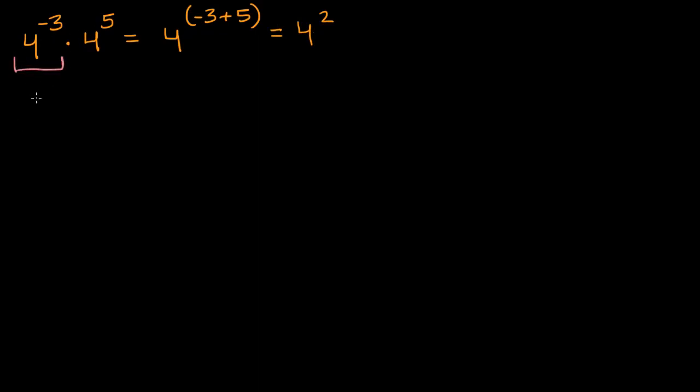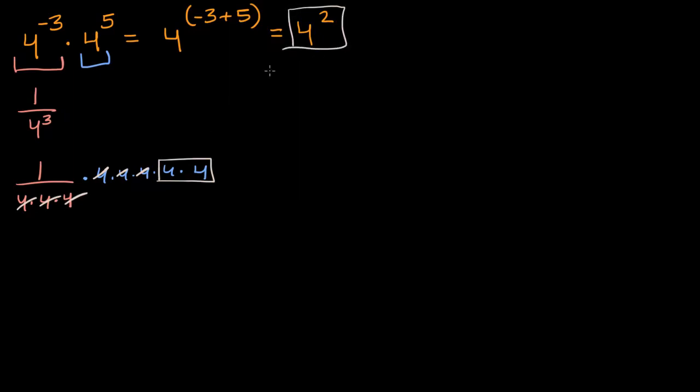4 to the negative 3 power, that is 1 over 4 to the 3rd power. Or you could view that as 1 over 4 times 4 times 4. And then 4 to the 5th, that's 5 4s being multiplied together. So it's times 4 times 4 times 4 times 4 times 4. And so notice, when you multiply this out, you're going to have 5 4s in the numerator and 3 4s in the denominator. And so 3 of these in the denominator are going to cancel out with 3 of these in the numerator. And so you're going to be left with 5 minus 3, or negative 3 plus 5 4s. So this 4 times 4 is the same thing as 4 squared.